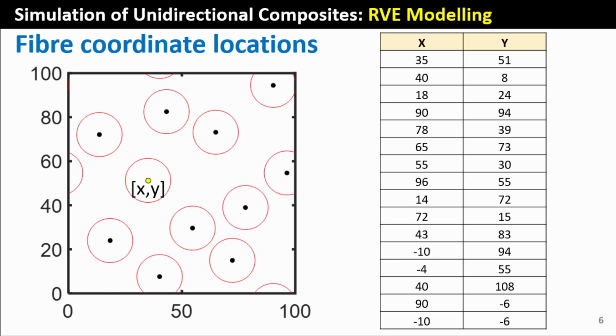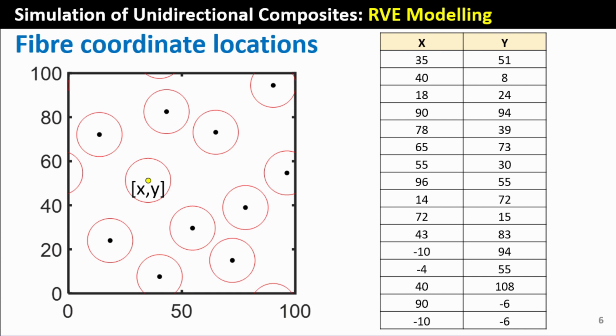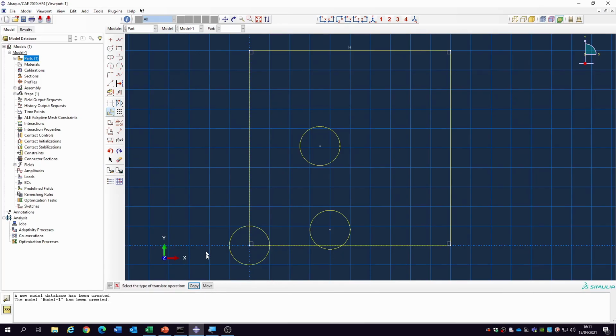Okay, so the next fiber is going to be translated to 40 and 8. So click the translate button again, copy, select from the 0 position to 40 and 8 in the second case. So that's the second fiber. The third fiber would be at 18 and 24. Click on that, create a copy, select, start from 0 to 18 and 24. Okay, so we've got the three fibers. We're going to do this so that we can populate this, and then we'll come back and do it.